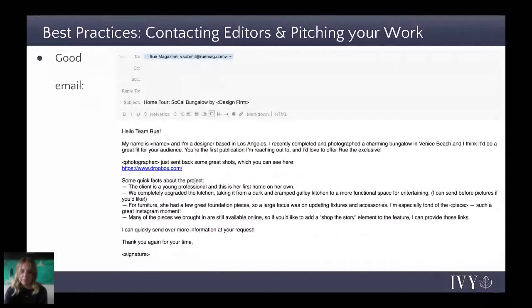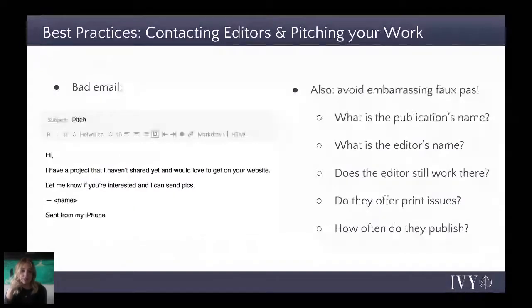So for a bad email, the subject is just "pitch," which isn't great. It's not very captivating. Technically, I think everything in my inbox might be a pitch. So add more information there. And then, "Hi, I have a project that I haven't shared yet and would love to get on your website. Let me know if you're interested and I can send pics." The name, and "Sent from my iPhone."